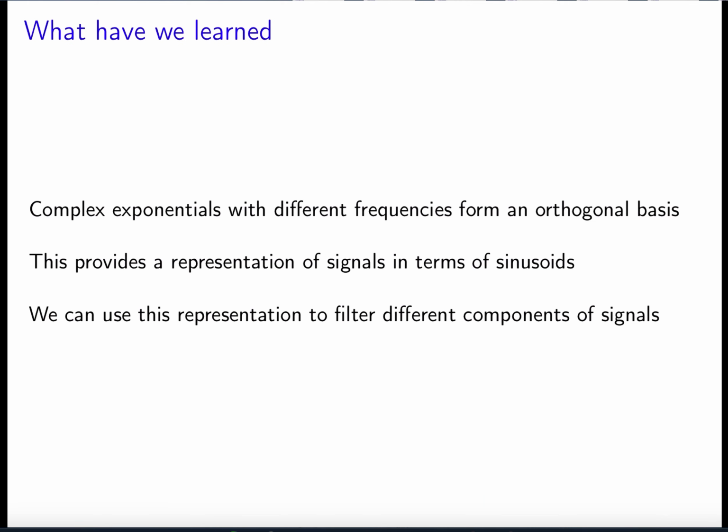Okay, so what have we learned? We've learned that complex exponentials with different frequencies form an orthogonal basis, and that allows us to represent signals in terms of sinusoids and account for arbitrary phases. And then we can use this representation to filter different components of the signals and extract them in order to pre-process them so that we can then analyze them better.